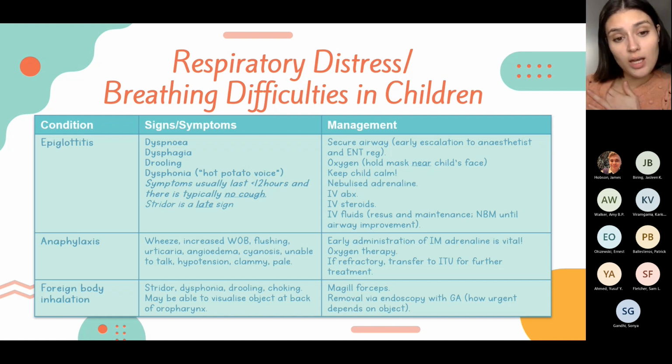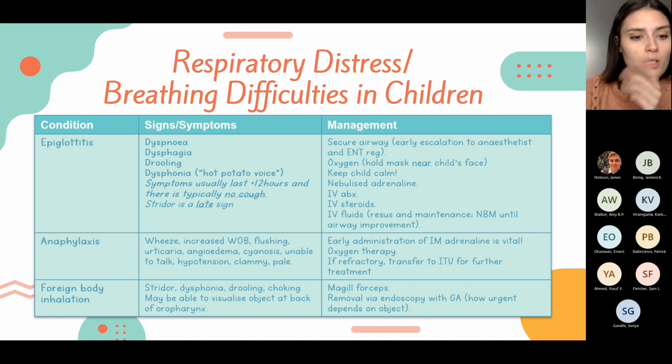And if not, then they'll have to have an endoscopy, and the urgency of that kind of depends on what they've swallowed. A lot of things can wait, but one thing to remember, and this comes up on exams a fair bit, is button batteries. If that's in the child, you need to get it out as soon as possible, because it can wear through the esophagus if they've swallowed it, or the trachea if they've inhaled it. So it's really no good.